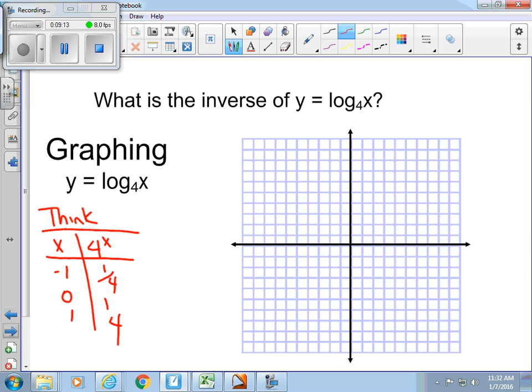Well, that's why, because it's those points switched around. So (1/4, negative 1), (1, 0), (4, 1). So what would that be? (1, 0), and (4, 1). And so 4 to the x looks like that.